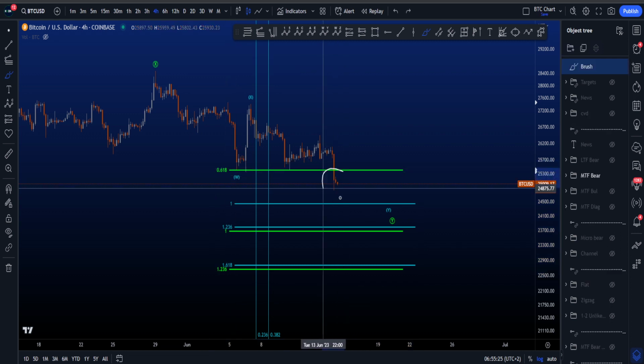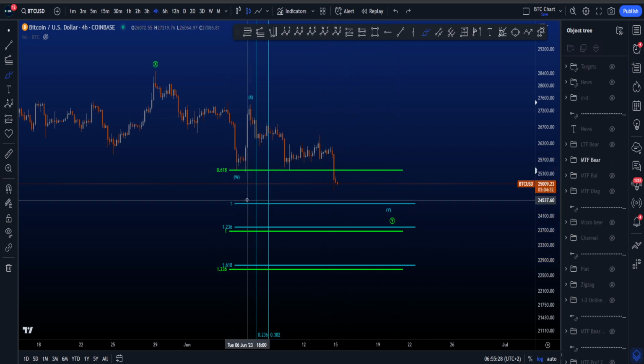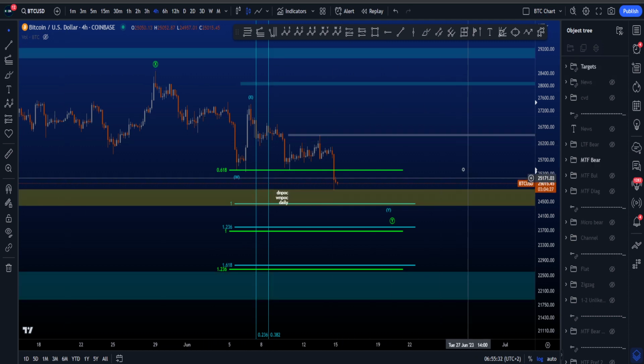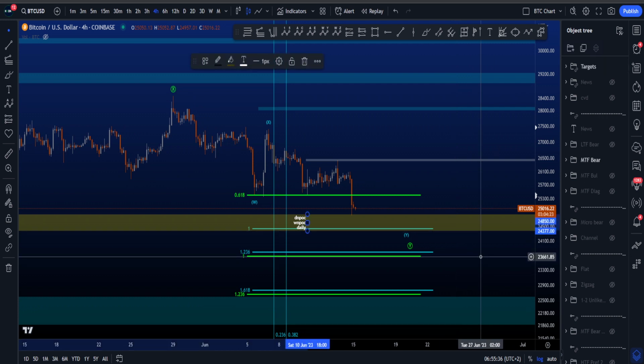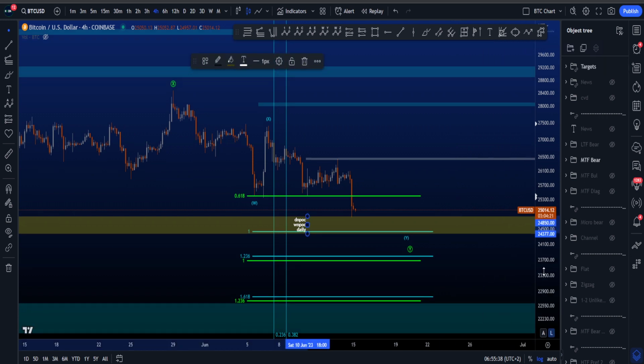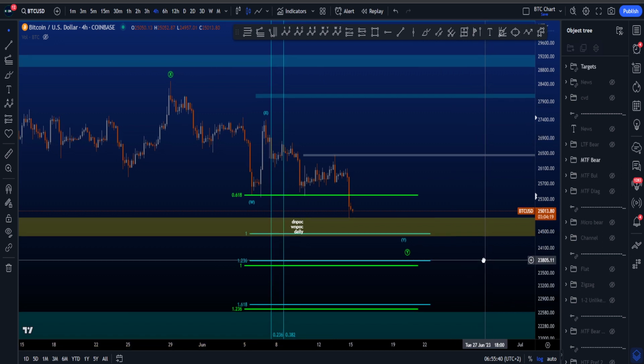So we are already inside that area, but for Y, it would be nice to move maybe down a little bit further. Also, if I open the target boxes, we are currently at exactly the yellow target box, which is between 24,850 and 24.3k. And we've been looking at this area, of course, for a long time already.